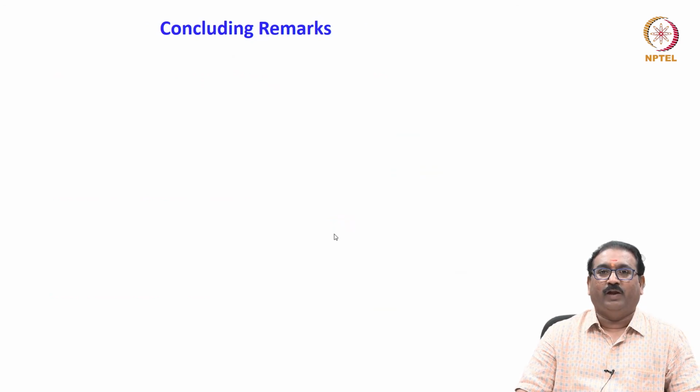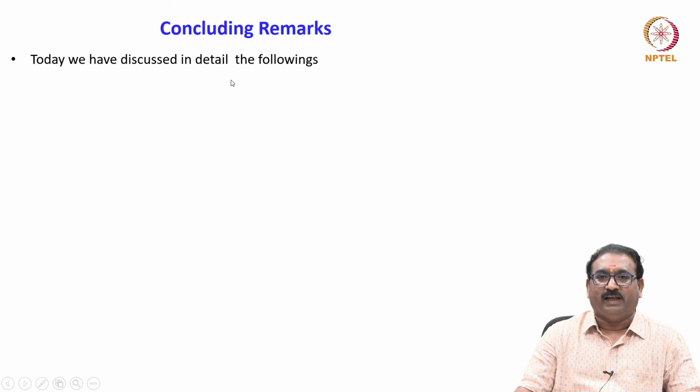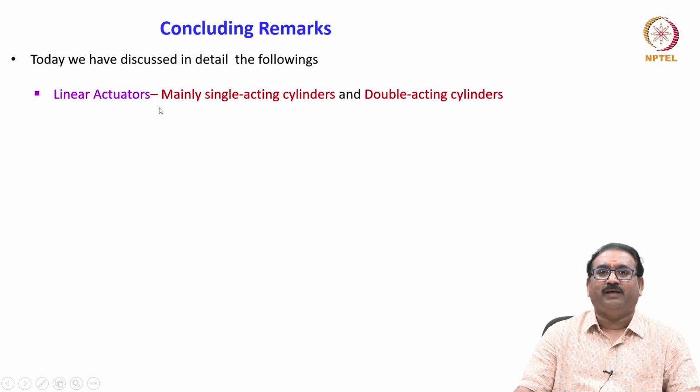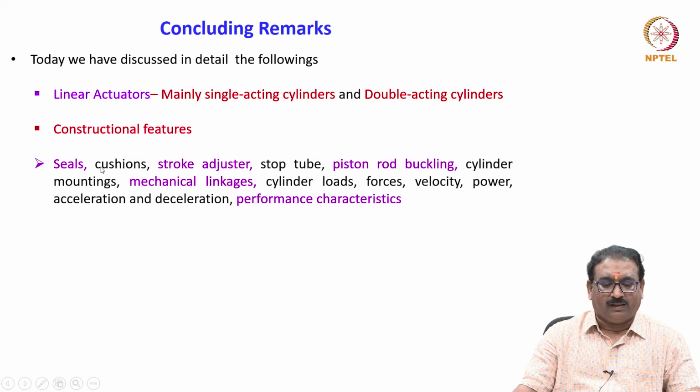Now, we will conclude today's lecture. Today we have discussed in detail the following: linear actuators. Here mainly we are seeing single acting cylinders and double acting cylinders. Please see, friends, whatever cylinders we discussed today are meant for both hydraulics as well as pneumatics. Only the media will be different. Constructional features you are seeing here: the role of seals, cushions, stroke adjuster, stop tube, piston rod buckling, cylinder mountings, mechanical linkages, cylinder rods, forces, velocity, power, acceleration and deceleration, performance characteristics.